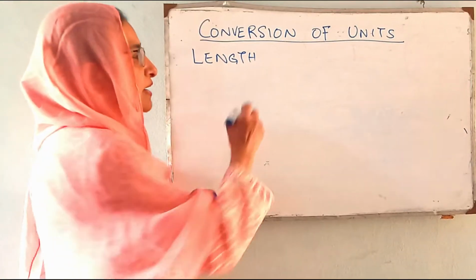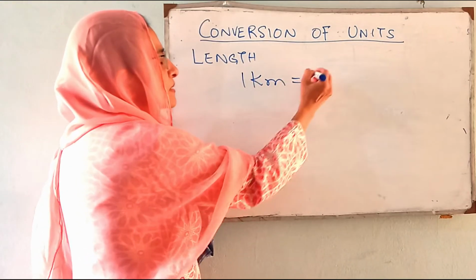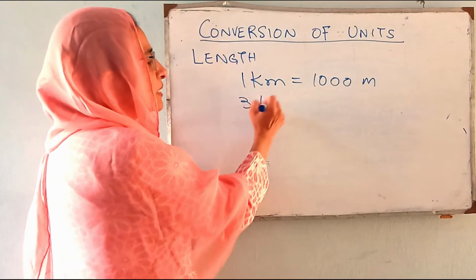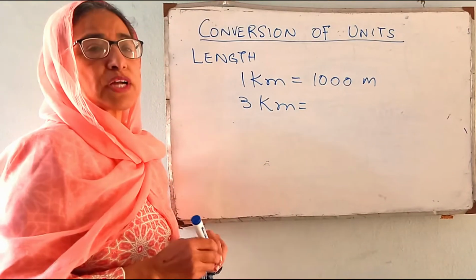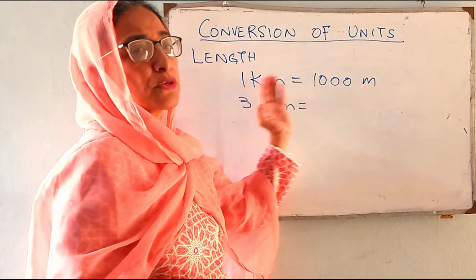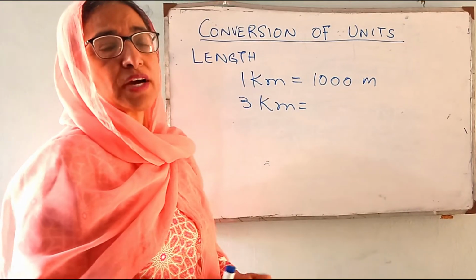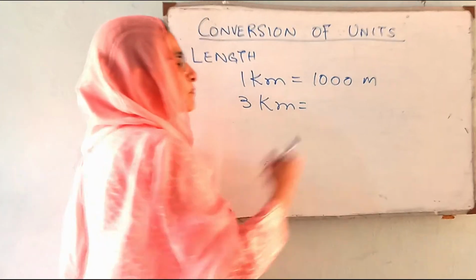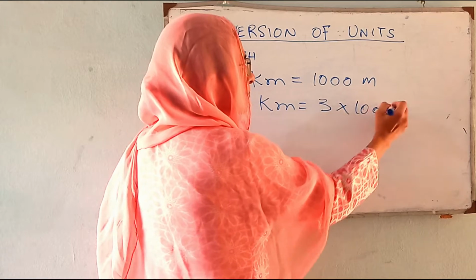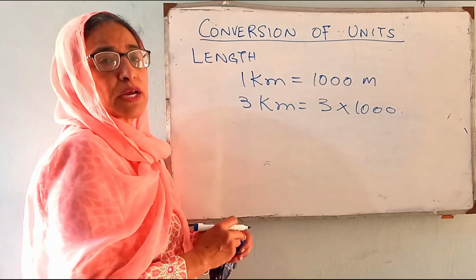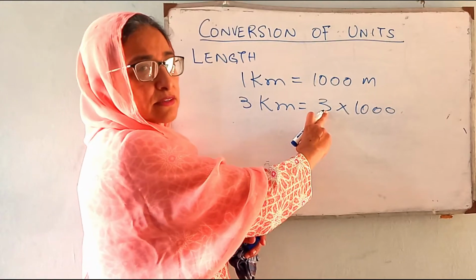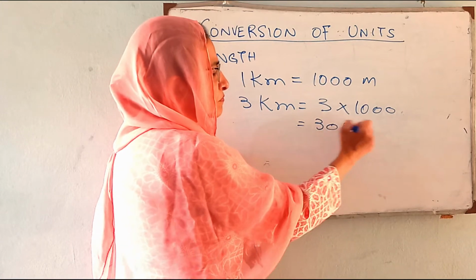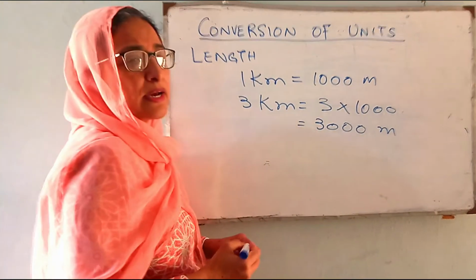For example, 1 kilometer is equal to 1000 meters. Whenever I have to convert, for example, 3 kilometers into meters, I am converting a bigger unit into a smaller unit. So we are going to multiply, and we are going to multiply by 1000. When I multiply 3 by 1000, I am going to add 3 zeros to this whole number. So I am going to get my answer.